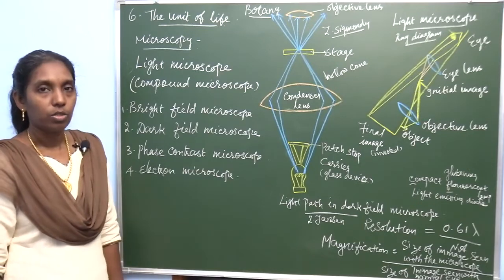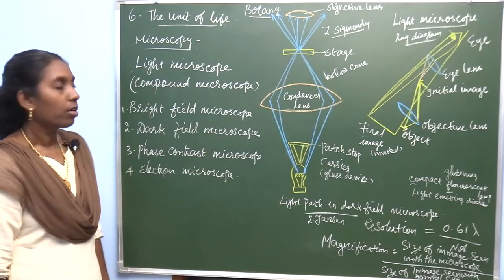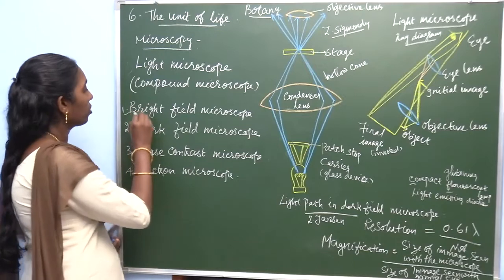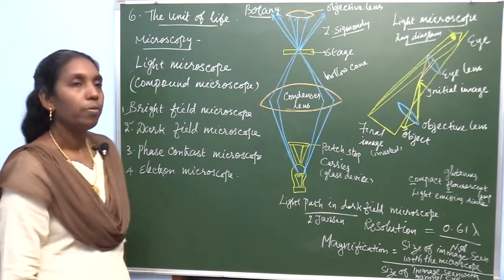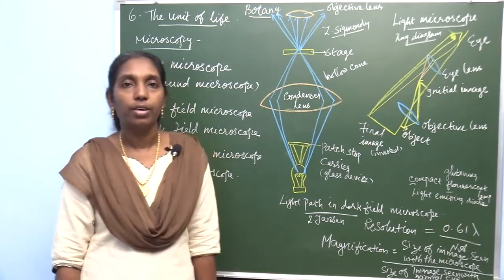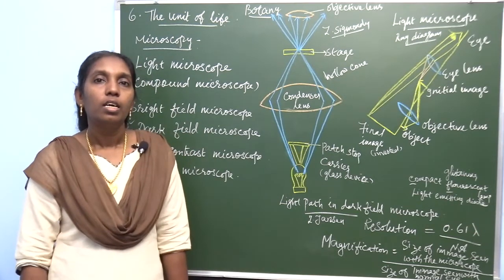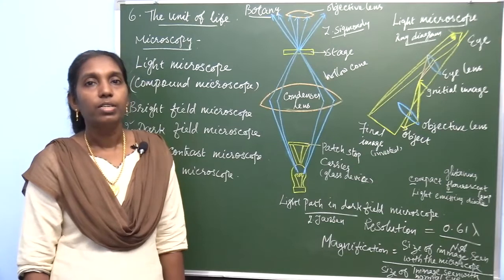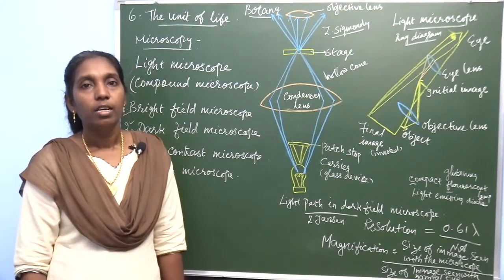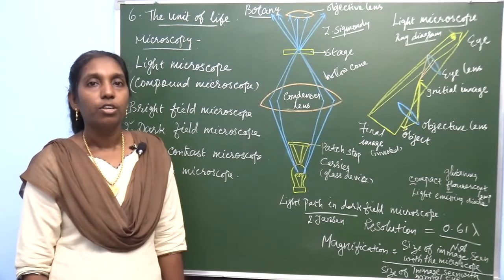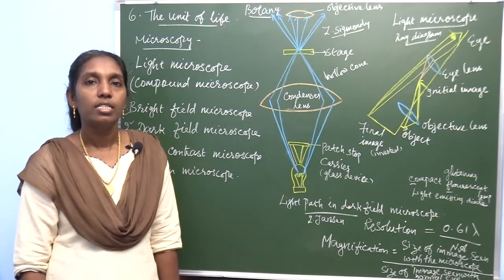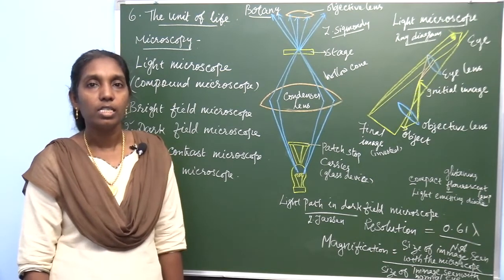Today you are going to learn the first 2 microscopes, that is, the bright field microscope and the dark field microscope. The microscope is an inevitable instrument used for studying cells and their subcellular structures.